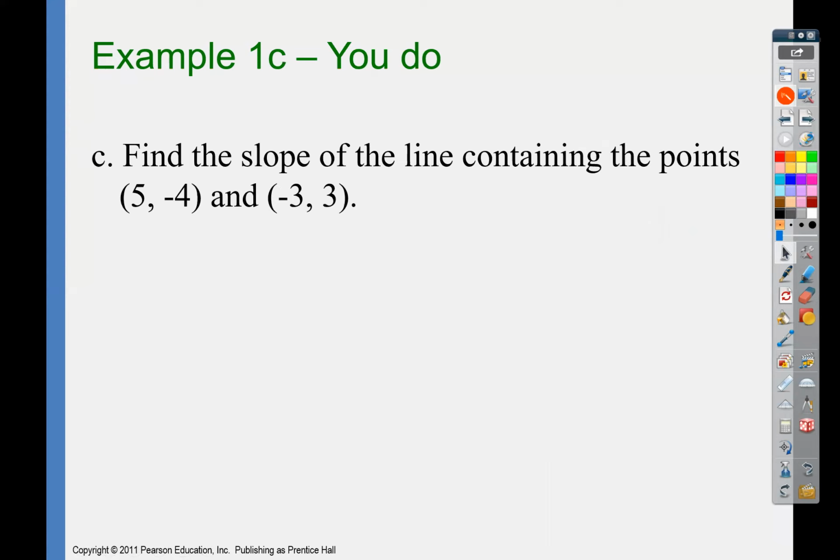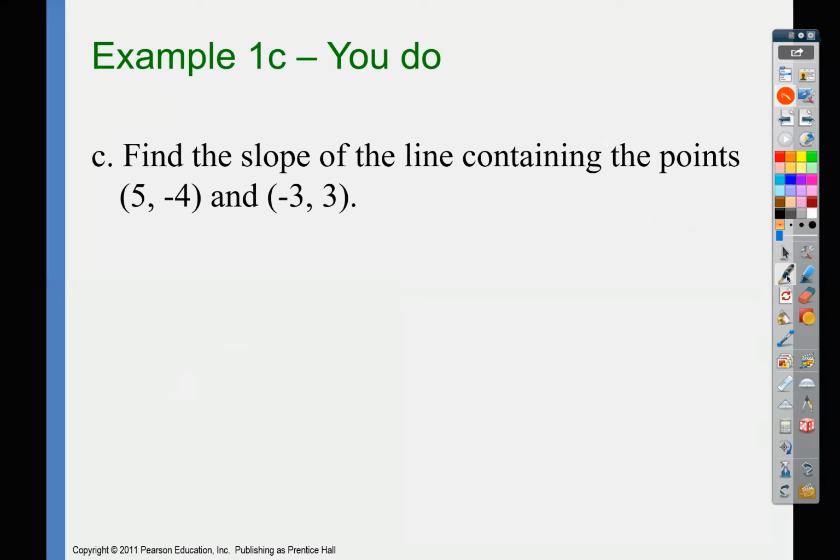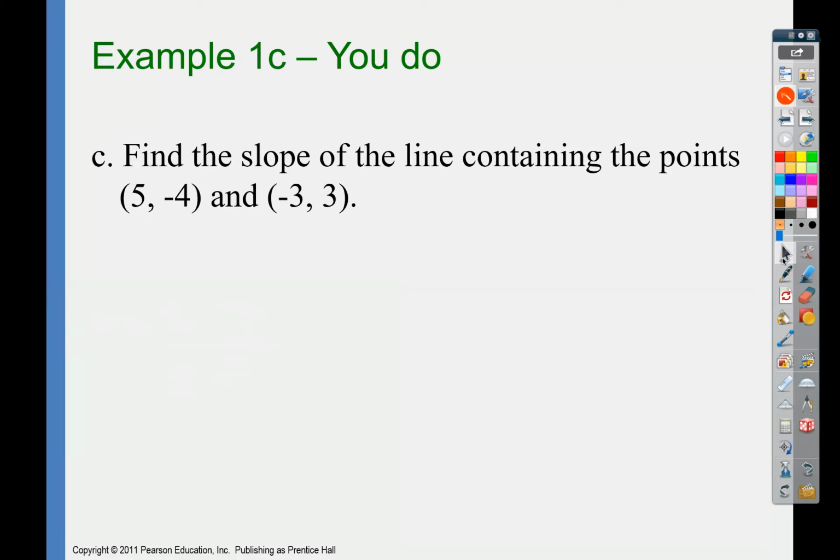Find the slope containing the points (5, -4) and (-3, 3). So I'm going to go, well, actually, this is one that you do. So go ahead and pause the video and try it. And you should have gotten slope is -7/8.